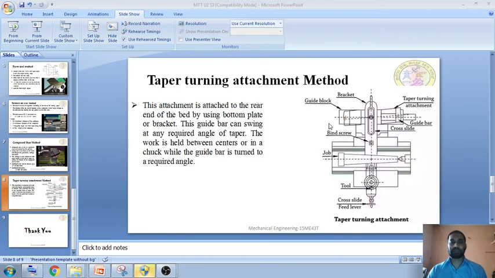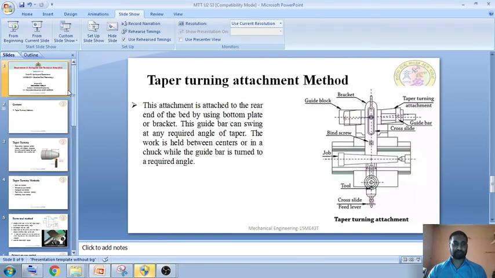So this taper turning method is used for long taper turning. If you want a taper turn on a very long workpiece, then this method is applied. So this finishes this session. Let me brush up what you have studied today.